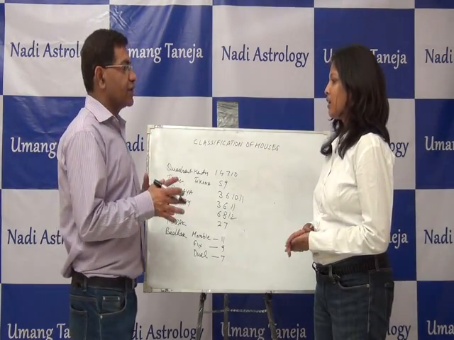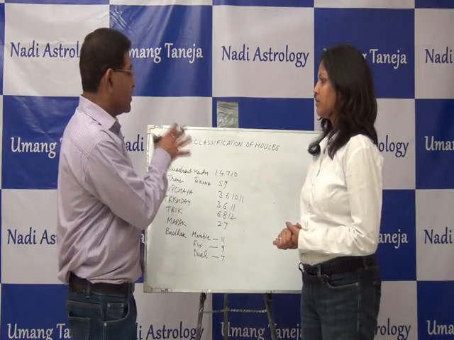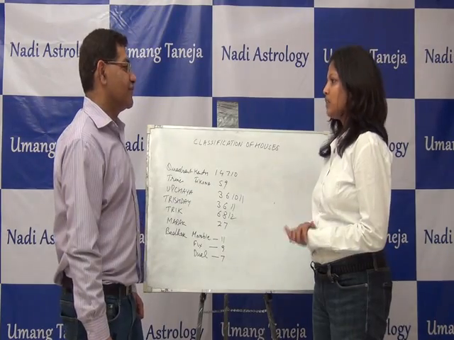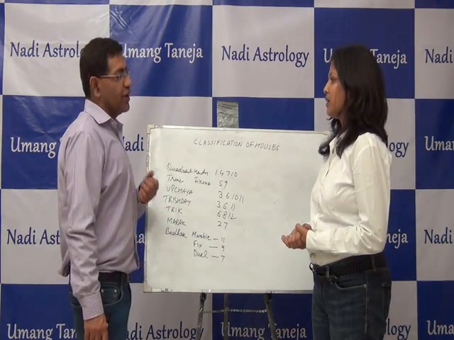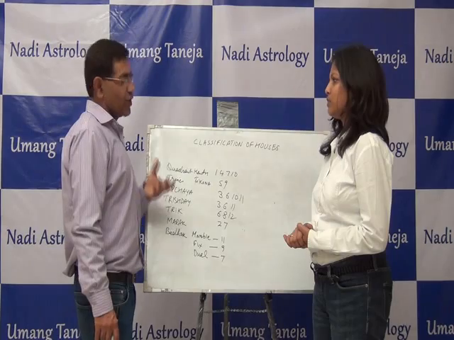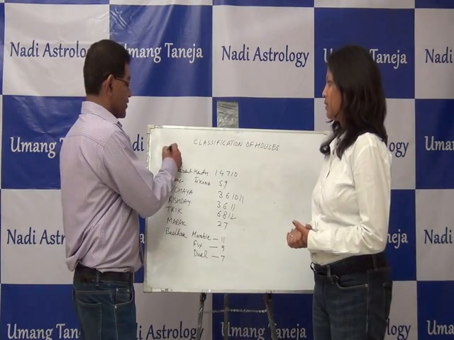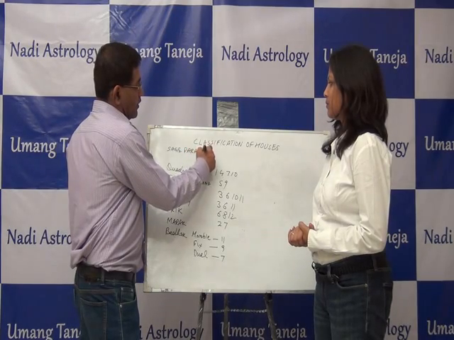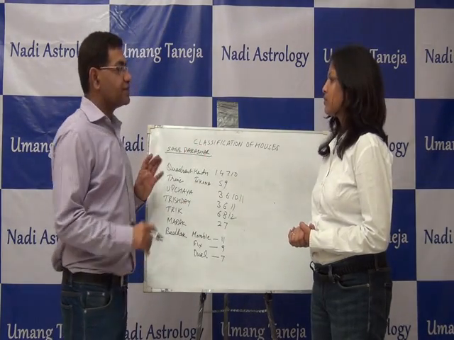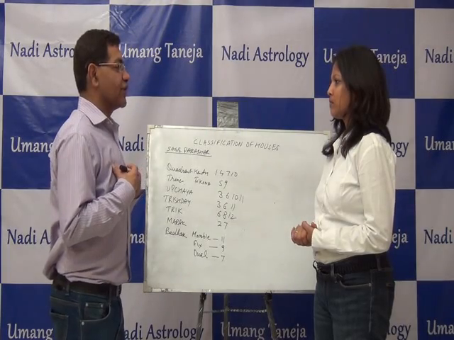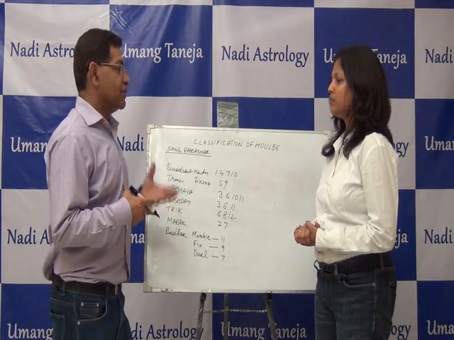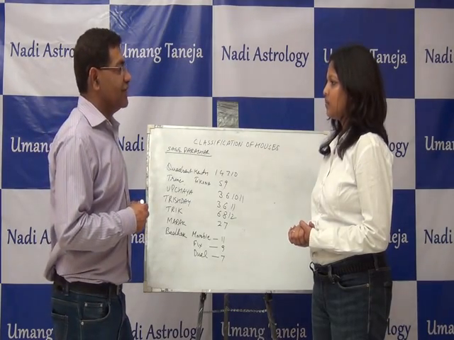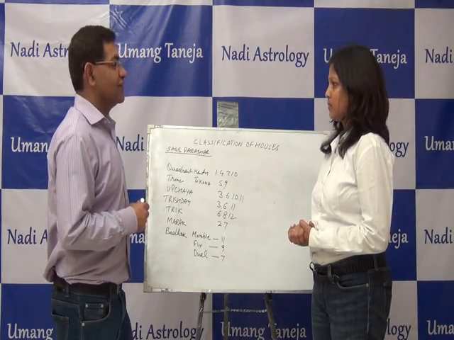Let us try to understand one thing. Who did the classification of houses? It has been given in the classics. Who was the first person who gave this classification? Sage Parashar. When we are talking about Sage Parashar, that means he is not a common person like me and you. He is not a materialistic person. He is a researcher, a saint.